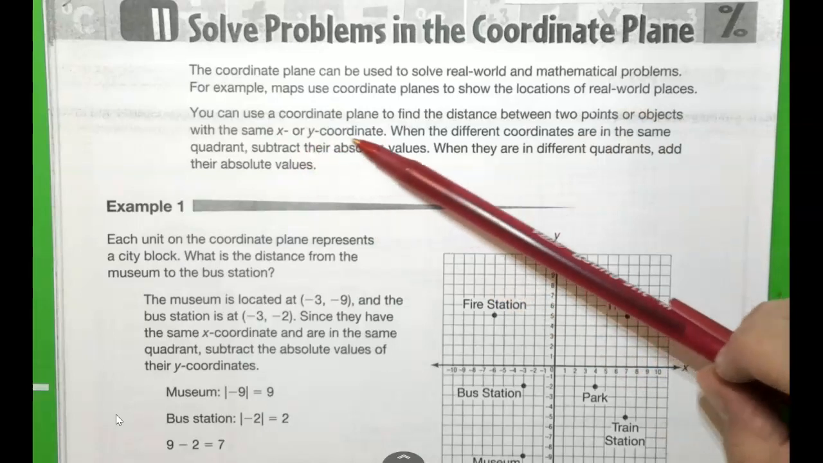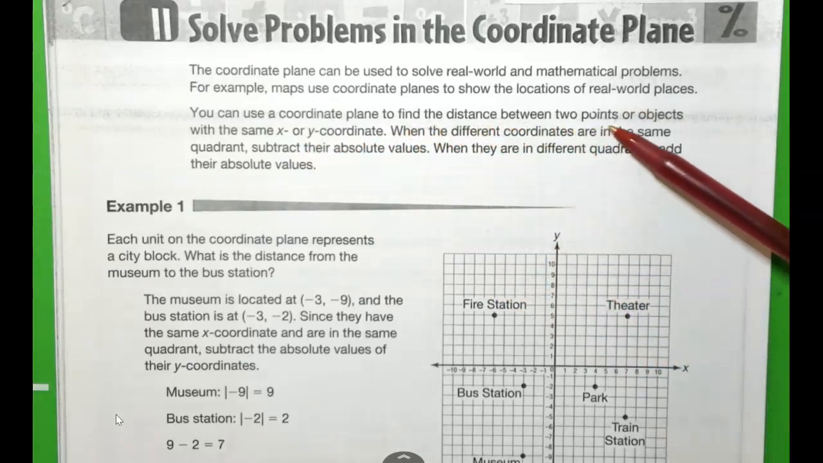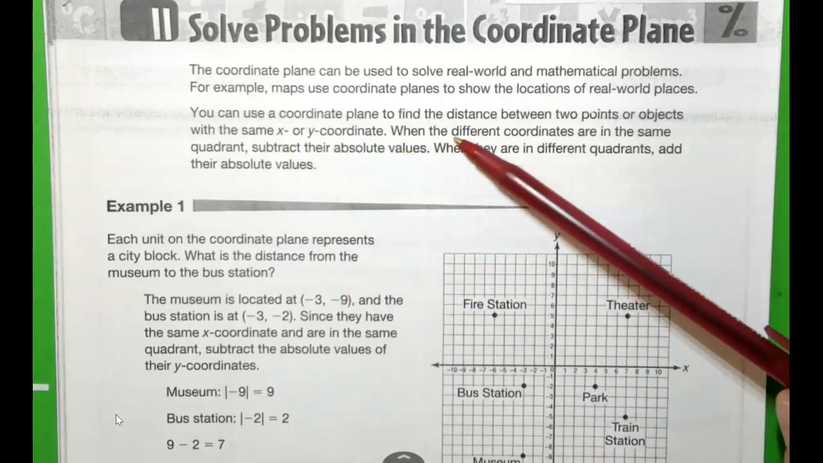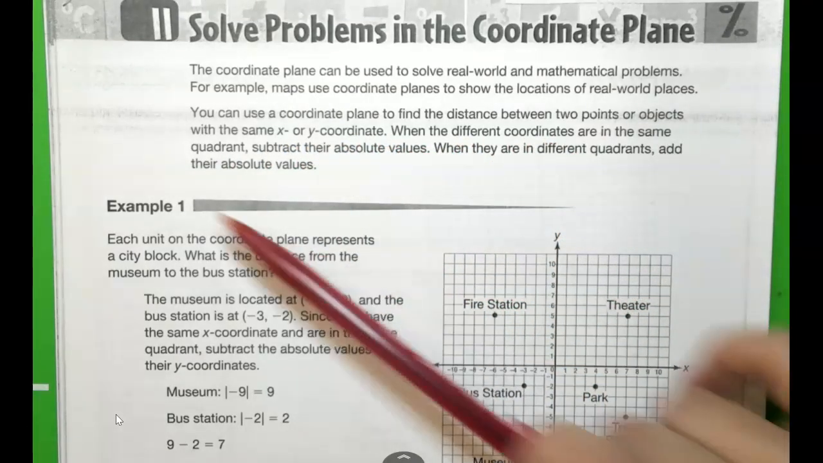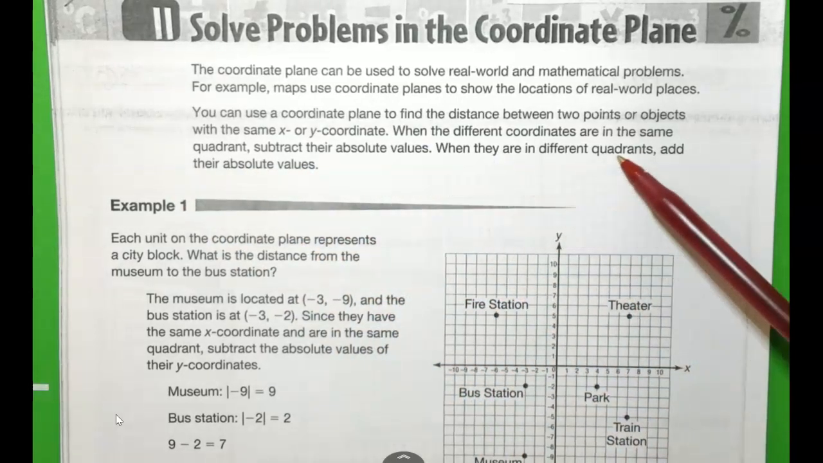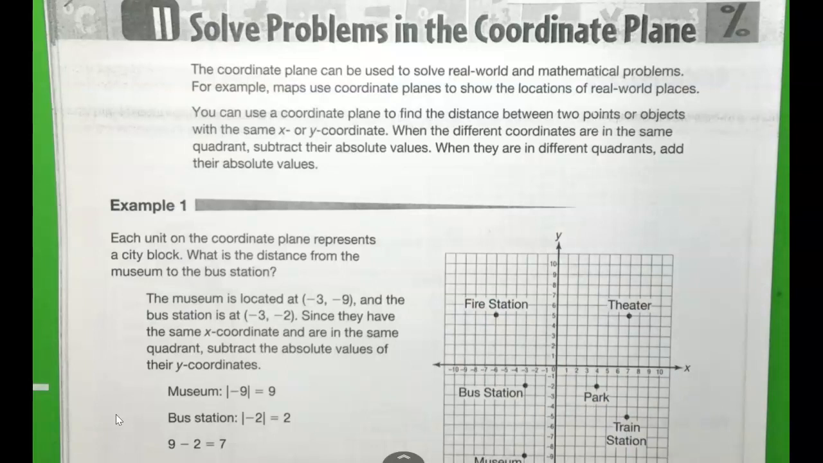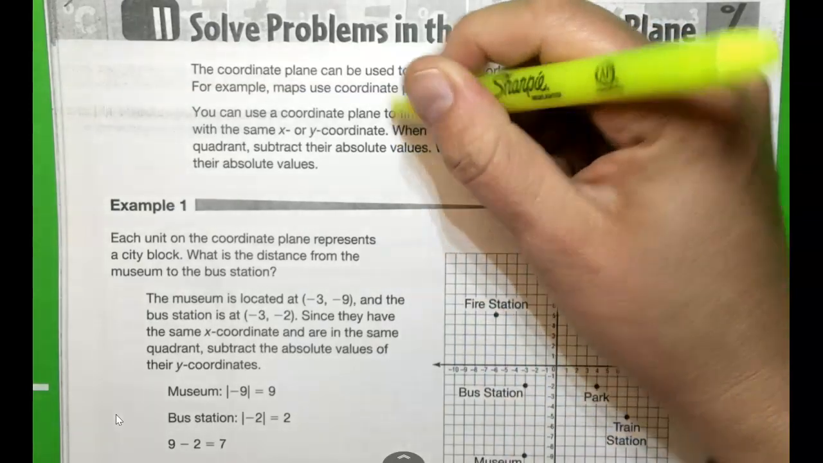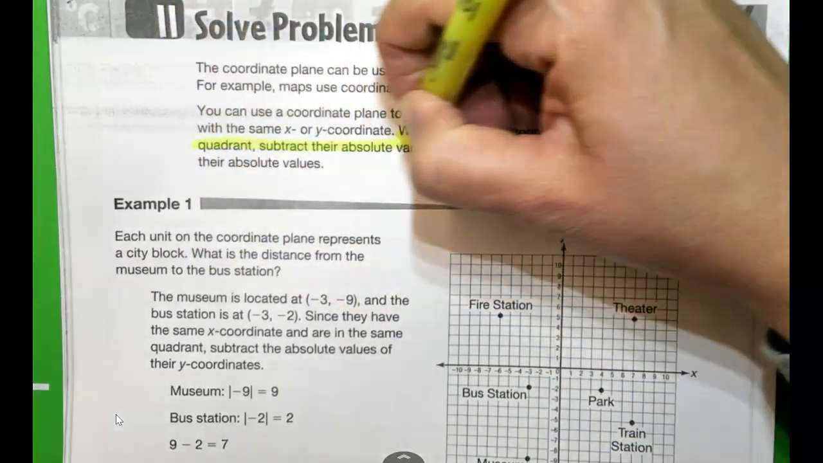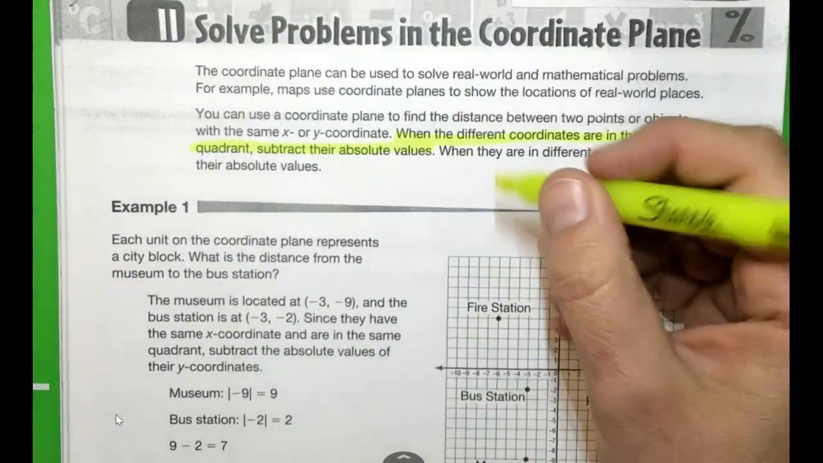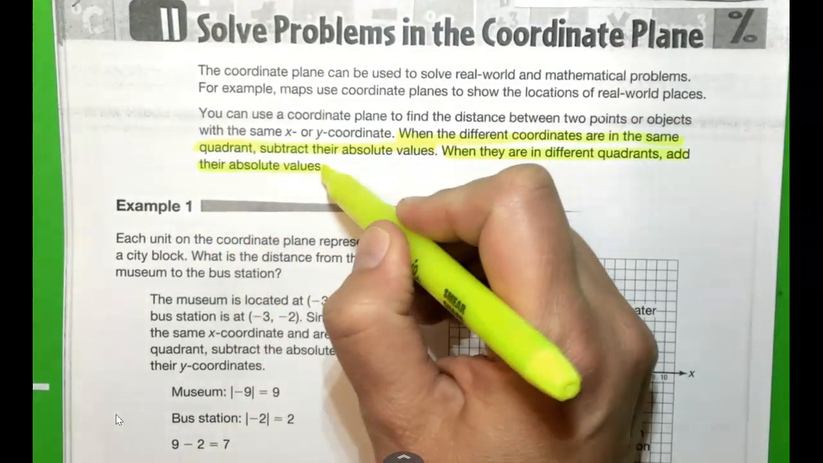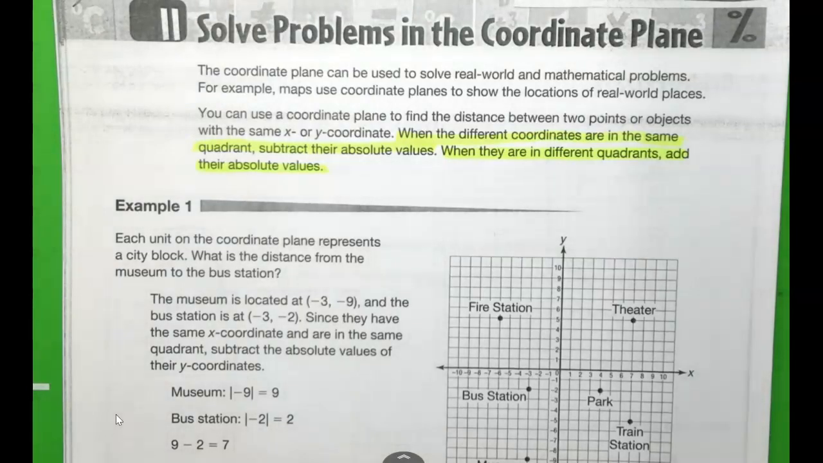You can use a coordinate plane to find the distance between 2 points or objects with the same x or y coordinate. When the different coordinates are in the same quadrant, subtract their absolute values. When they are in different quadrants, add their absolute values. So these are two things to remember. When the different coordinates are in the same quadrant, you're going to subtract their absolute values. And when the different coordinates are in different quadrants, you're going to add their absolute values. And I'll show you what I mean here as we go.